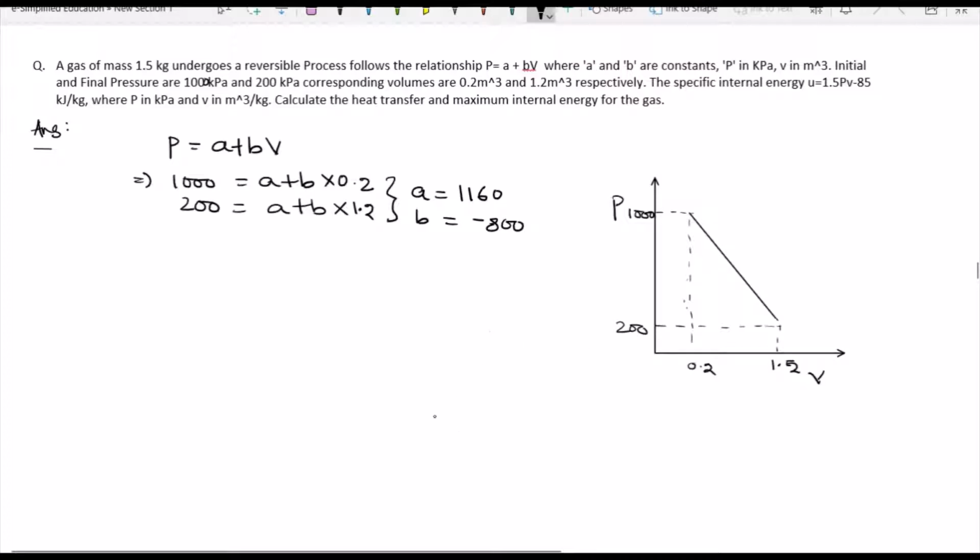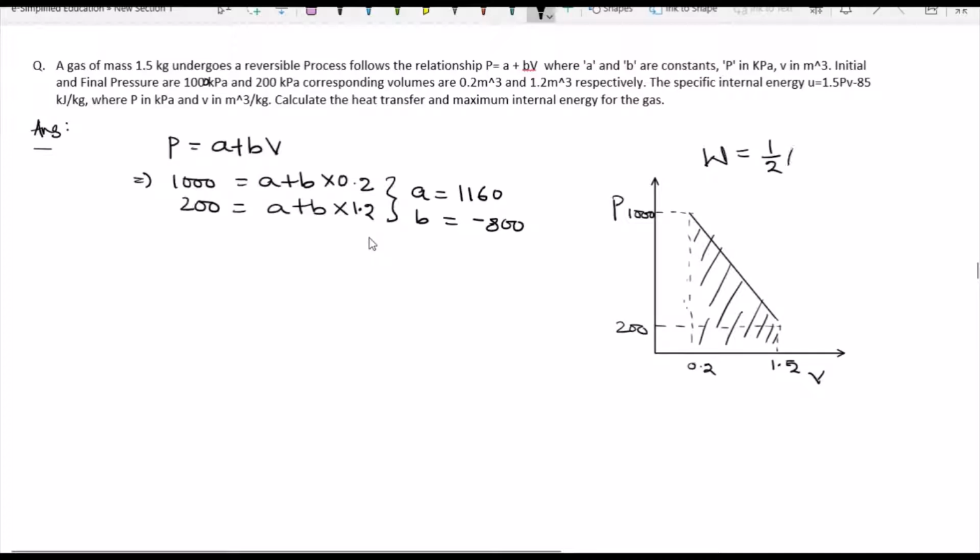Next, in the question it has been given P equal to A plus BV. So at 1000 kilopascal it is 0.2 meter cube, and I get one equation. Another equation comes from 200 kilopascal. From that I can calculate the values of A and B. After calculating A and B, you can calculate the work done from the pressure and volume diagram. As we know, the work done is nothing but the area under the pressure and volume diagram. So if you calculate the work done, it will be the area of the PV diagram. That means this was the work done.